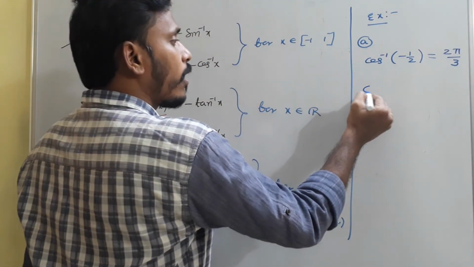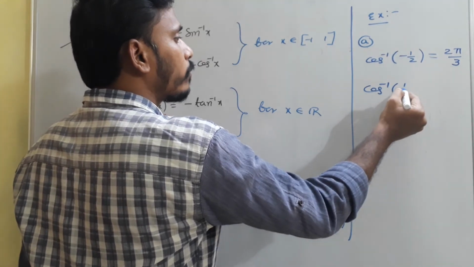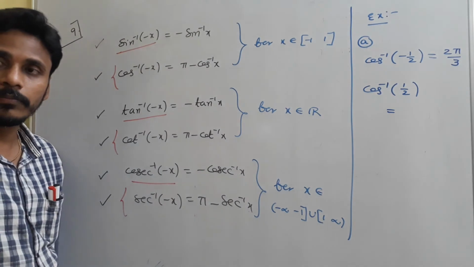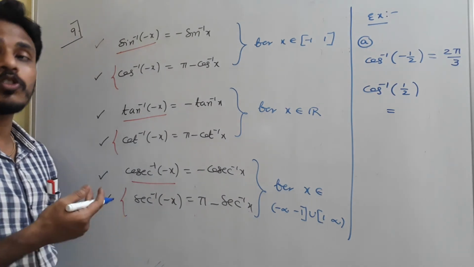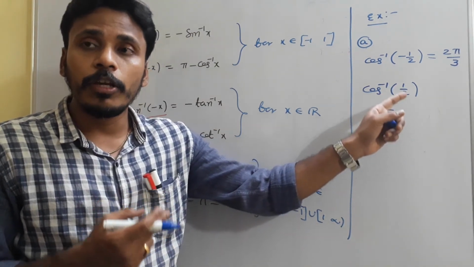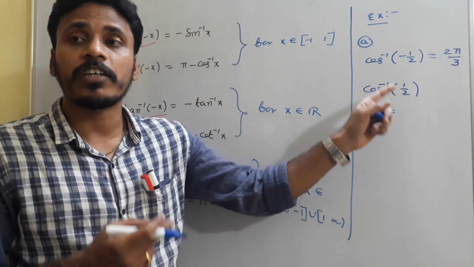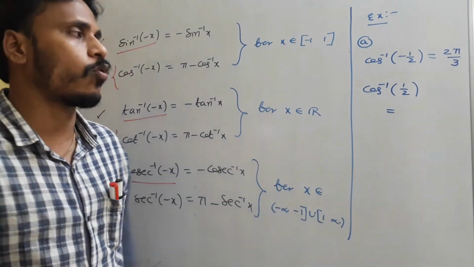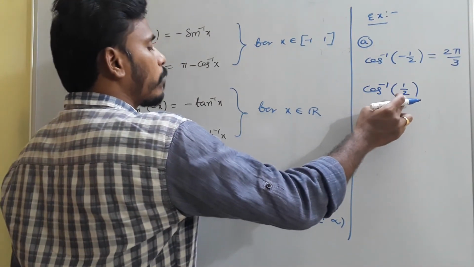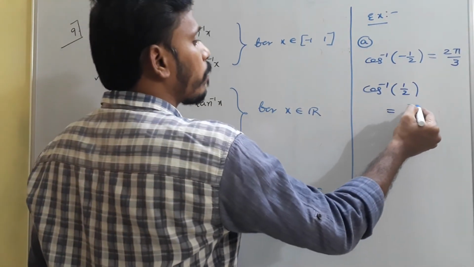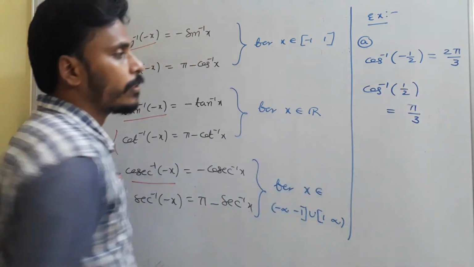Whereas if you think of cos inverse of 1 by 2, 1 by 2 is the input number. If the input of the inverse trigonometric function is positive, then surely the output angle is in the first quadrant. So since it is a positive number, cos inverse of 1 by 2 is in the first quadrant, and that angle is simply 60 degrees, which is pi by 3.